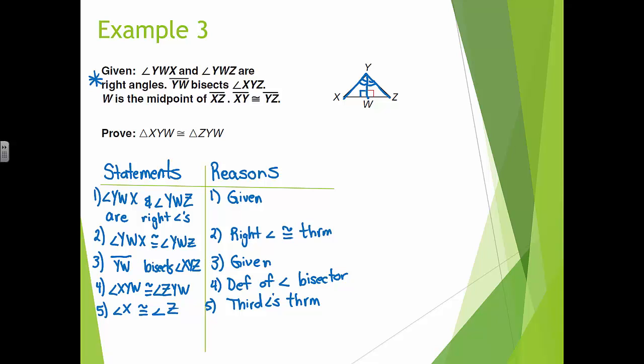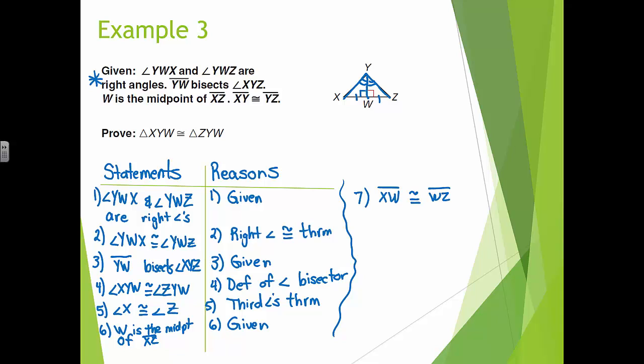Let's go back to our givens. 6. We know that W is the midpoint of segment XZ. That is given. Now I've got to continue this proof over here. Sorry about that. So W is the midpoint of segment XZ, so those 2 are congruent. So step 7, that means that XW is congruent to WZ, and our reasoning is definition of midpoint.